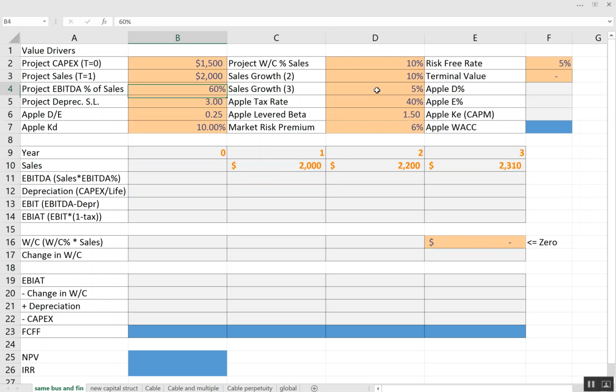Now I have something here called an EBITDA margin. So it's the project's EBITDA as a percent of sales. So it's a quick way of getting the profit straight from the sales: of the 2,000 in sales, 60% will wind up as EBITDA. In other words, 1 minus that, 40%, is really the cost of goods sold. So there's my EBITDA for the project. Well, make sure I anchor the EBITDA percent.